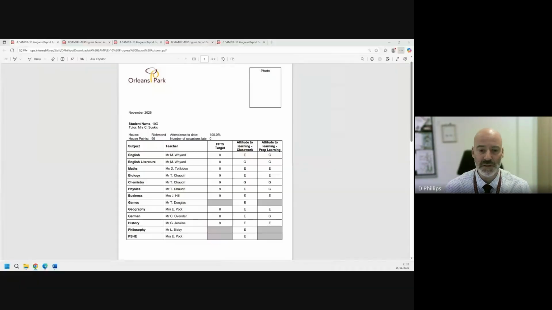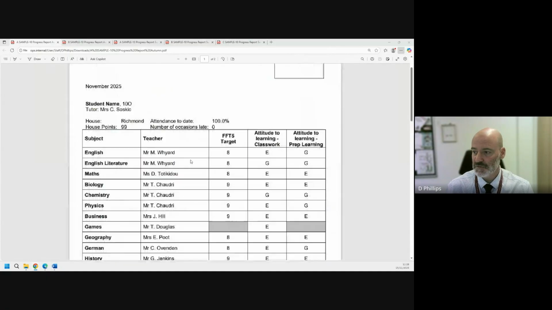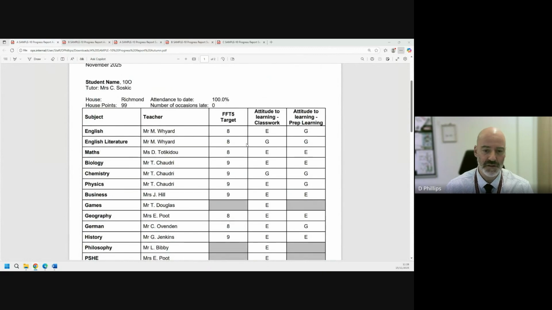Okay, so this is an example of the November report that families receive around about the week of the 20th of November, something like this. So there'll be a photograph in the top right-hand corner as normal, student details, so name, tutor, number of house points, attendance data, etc. The names of the subjects and teacher names are unchanged. The first thing you'll notice that's different is that instead of an aspirational grade, you'll now see that there is an FFT5 target.